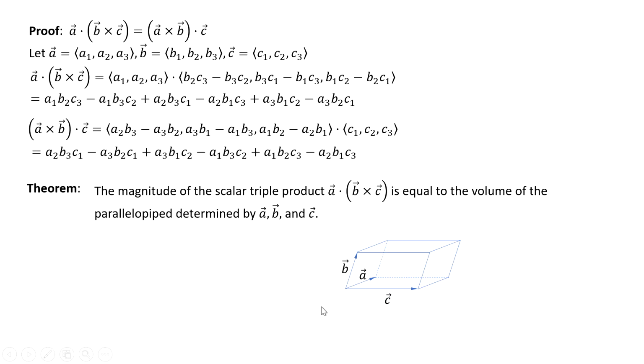Right? Wait, this property says we could instead take A cross B and then dot it with C. Could we do that? Yeah, you can. Either way, you compute the volume, you'll get the same thing. It has to be true. Keep that in mind. All right.